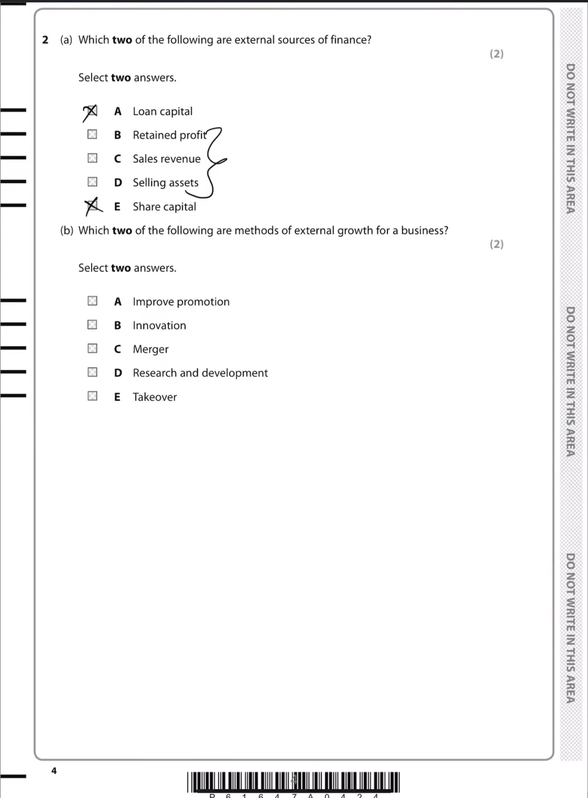Part B, which two of the following are methods of external growth for business? So improved promotion is internal, innovation is internal, merger is external because I'm merging with another company. Research and development is internal again, and mergers and takeover, I'm taking over another company, gaining its control. So these are external sources of control, and all of these are internal.